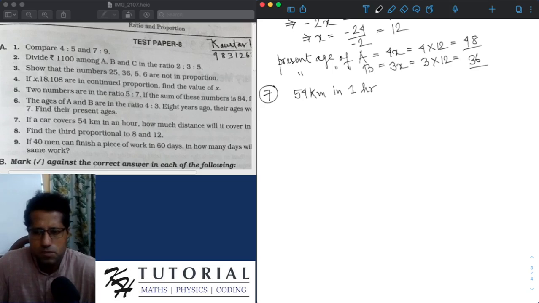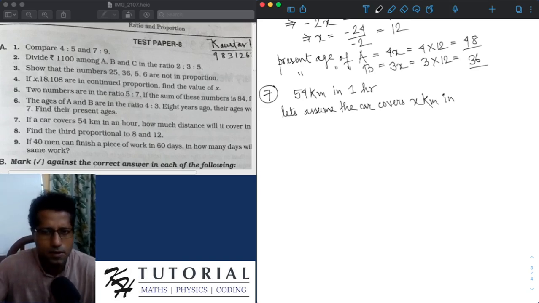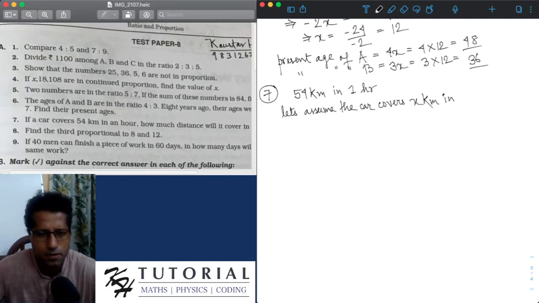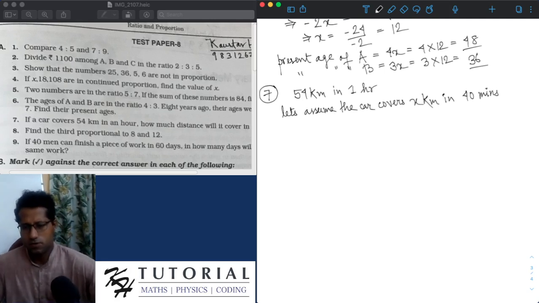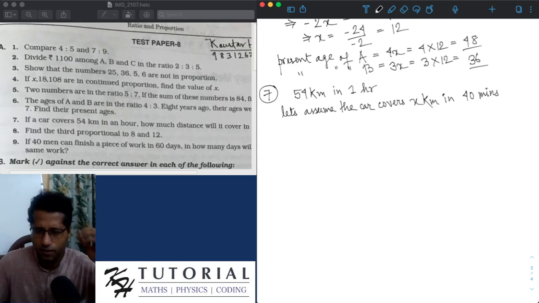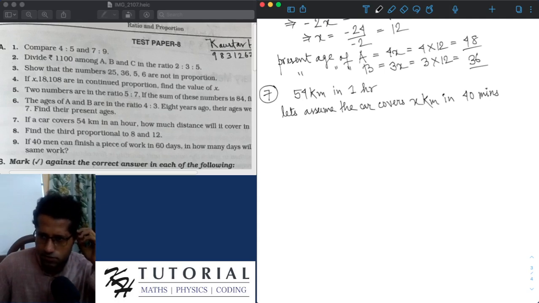let's assume the car covers x kilometers in 40 minutes. The question is how much the car will cover in 40 minutes, where it is given that it covers 54 km in an hour. So we are assuming that the car covers x kilometers in 40 minutes.